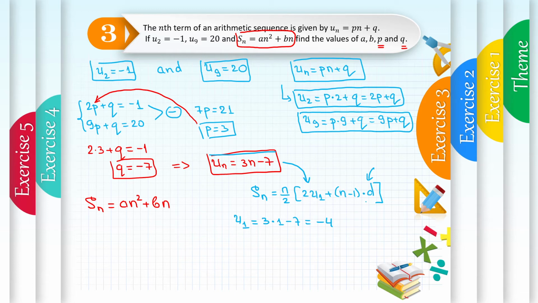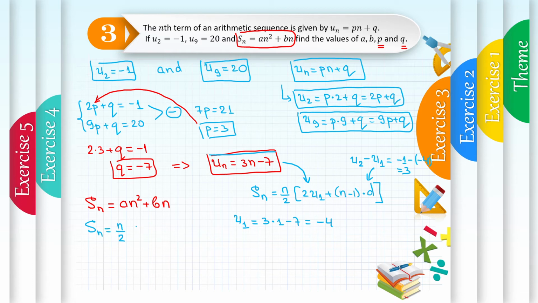Now, we have to find the common difference. For this, we just have to take the difference of any two consecutive numbers. So because we have u sub 1 and u sub 2, d will be equal to the difference u sub 2 minus u sub 1, and it is equal to minus 1 minus (minus 4), which is 3.